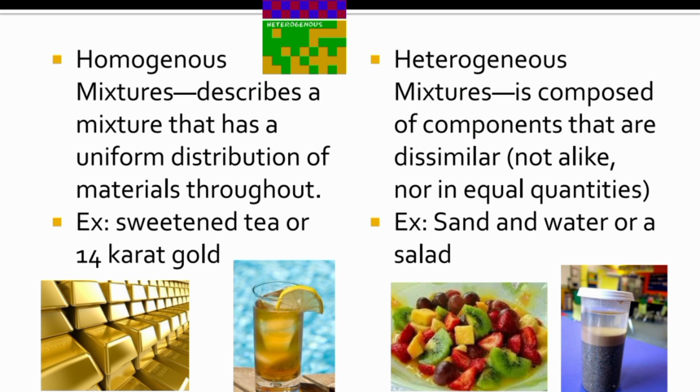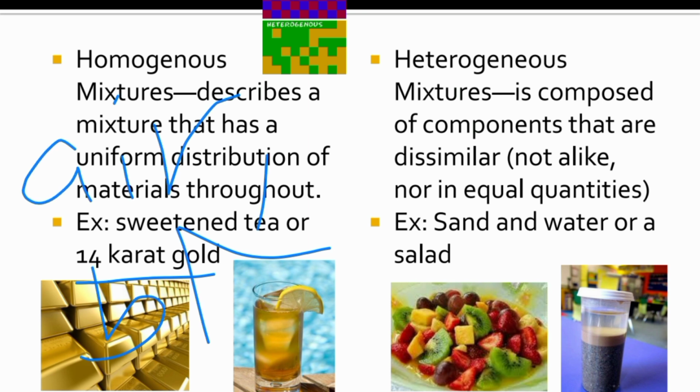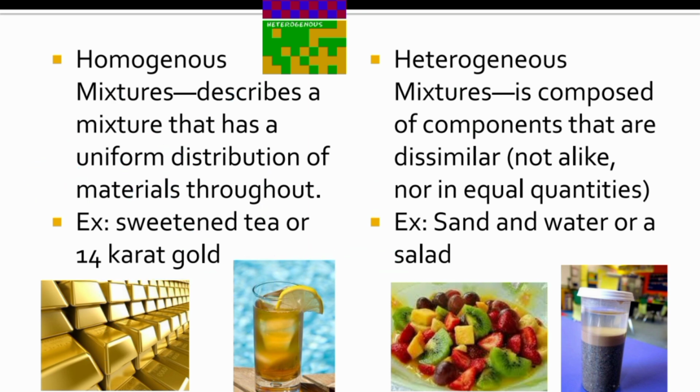A homogeneous mixture is a mixture. Examples are sweetened tea, 14 karat gold, and some other examples like air, blood. Okay, these are homogeneous. Heterogeneous mixtures are not uniformly distributed, not alike, not in equal quantity, like sand and water or a salad.